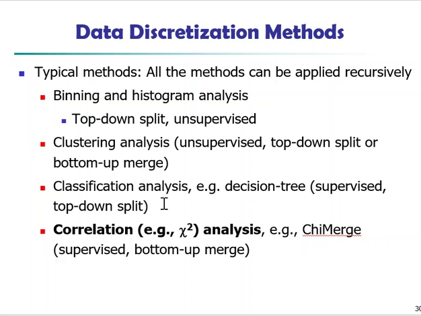Classification analysis, for example, decision tree. It's a supervised method because we know the class labels. It's a top-down split. Decision trees always go top-down. When we talk about decision trees, you can see that a decision tree can discretize your data automatically, so that after discretization, the data will be transformed in a way that's the best or easiest form to explain the class label distribution. I found that was a very long sentence, probably very difficult to understand.